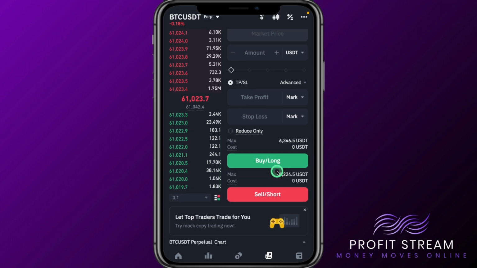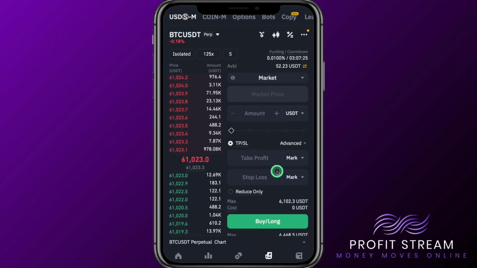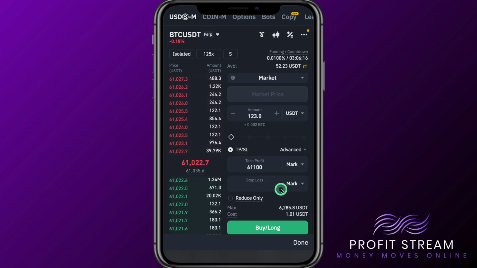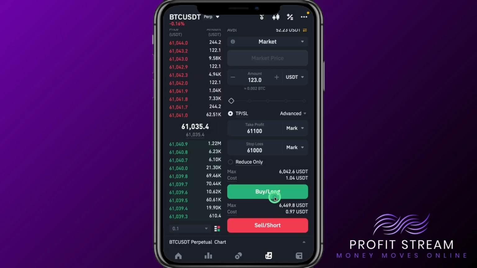Now I'm gonna do a live trade with 125 leverage just to showcase how risky it can be. I'm gonna say it again, we do not recommend you use high leverage because your whole account can be liquidated. Here, let's put in the amount. Let's say you have a minimum here. Let's put in the minimum, 123 USDT. Put in your take profit. I want to go long at 61, let's say 100. And my stop loss is at 61 flat. Okay, now I'm gonna buy long.